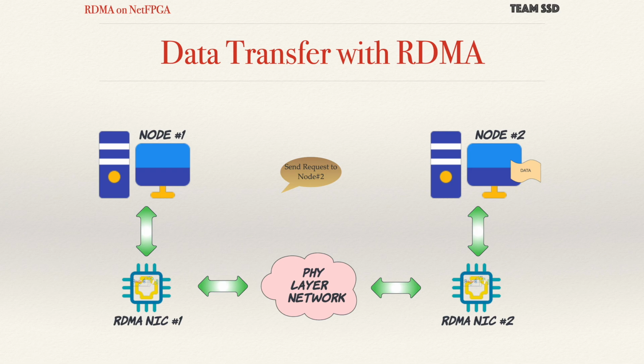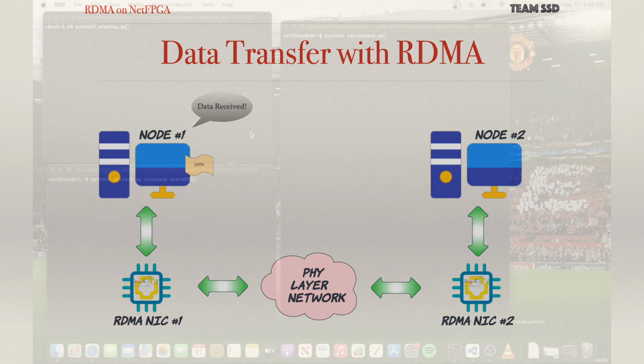So again, this data would be sent to our RDMA NIC, where the packet will be encapsulated with all the headers and then sent through the network to RDMA NIC 1, and there this packet is decapsulated, and then the data eventually reaches node 1.